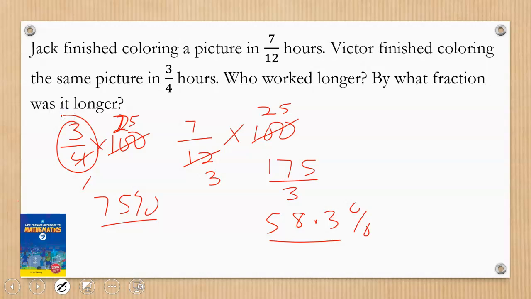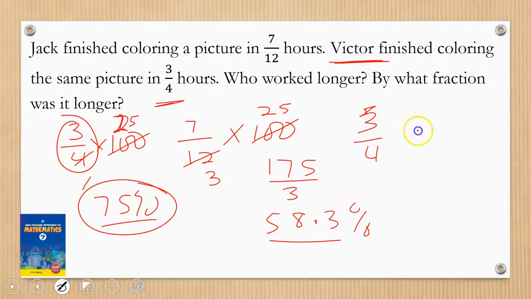And so the question says, who worked longer? That means Victor finished his work in 3/4 hours. That means Victor worked longer because he has the bigger fraction. Who worked longer and by what fraction was that? So it means that when we do subtraction of 3 divided by 4 minus 7 divided by 12, we'll know the difference between the hours in which they worked.